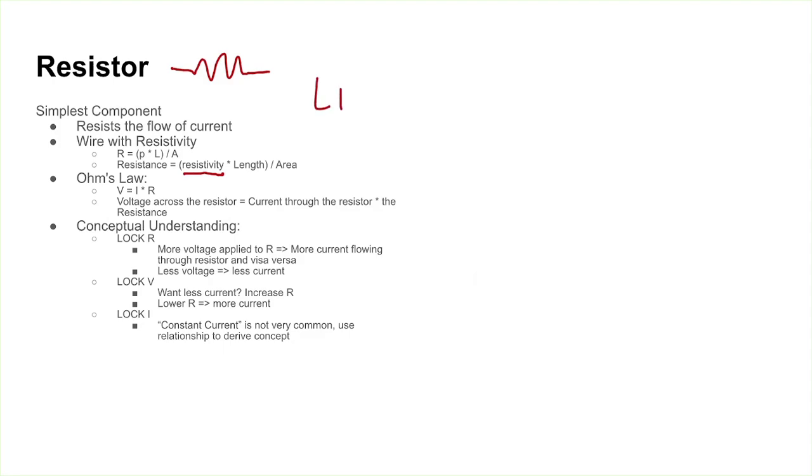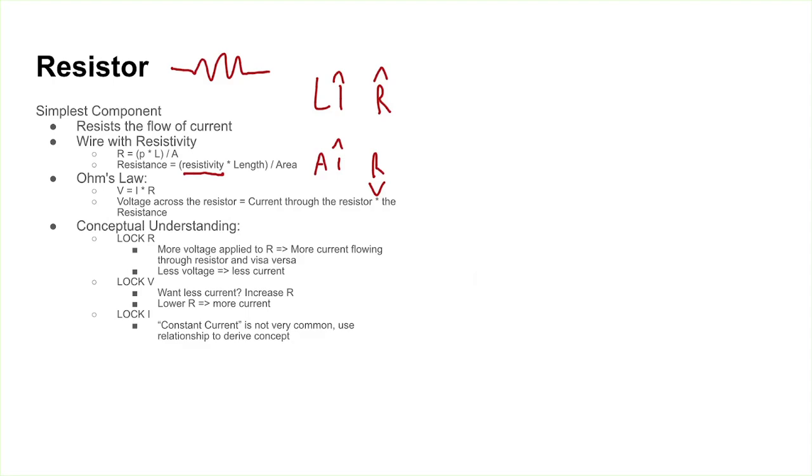So as length goes up, your resistance will go up, all else kept constant. And if you want to decrease your resistance, you could either decrease your length or you could increase your area. So as your area goes up, your resistance will go down, and vice versa. The law that dictates how a resistor behaves is Ohm's law.